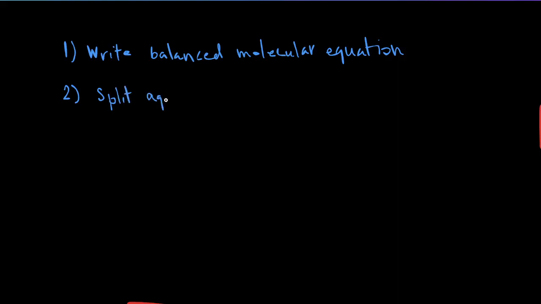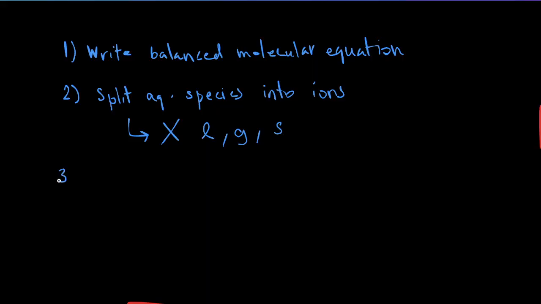Secondly, you're going to want to split the aqueous species into their ions. This is the whole basis of the concept of the net ionic equation. You need to split only the aqueous soluble species into ions. You're going to be excluding anything that is not in the aqueous phase, that is liquids, gases, solids. Anything that is not an aqueous species will not be split into ions. They will just remain as they are.